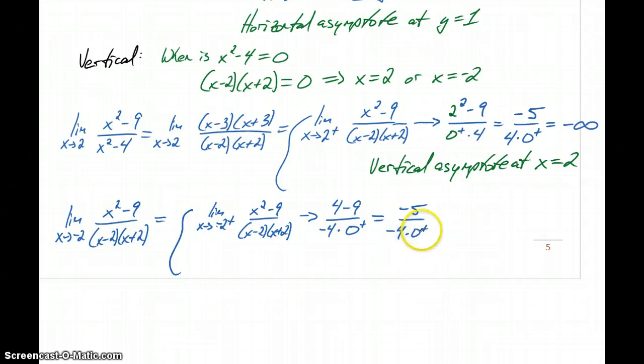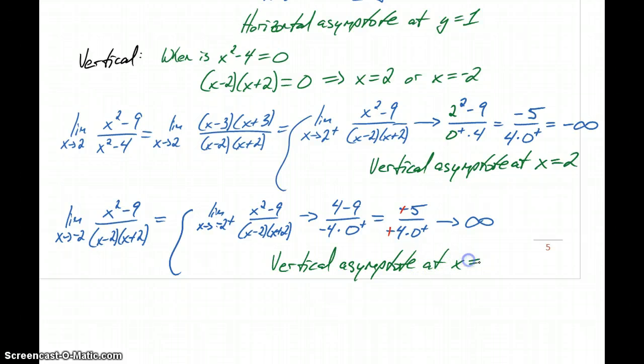So because of the 0 in the denominator, that's positive, we're headed off to positive infinity. We have a negative over a negative, so those are going to cancel each other out. So it becomes positive, and this is headed to positive infinity. So our limit is positive infinity. Again, once one of those one-sided limits equals infinity or negative infinity, then we know we have a vertical asymptote at x equals negative 2.